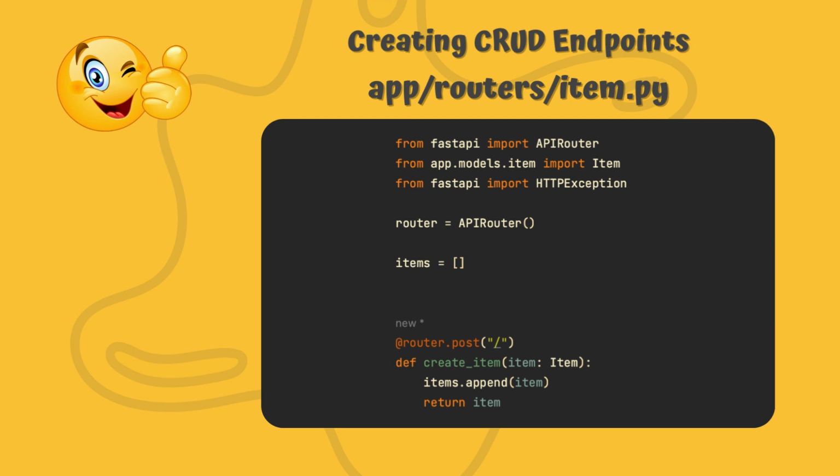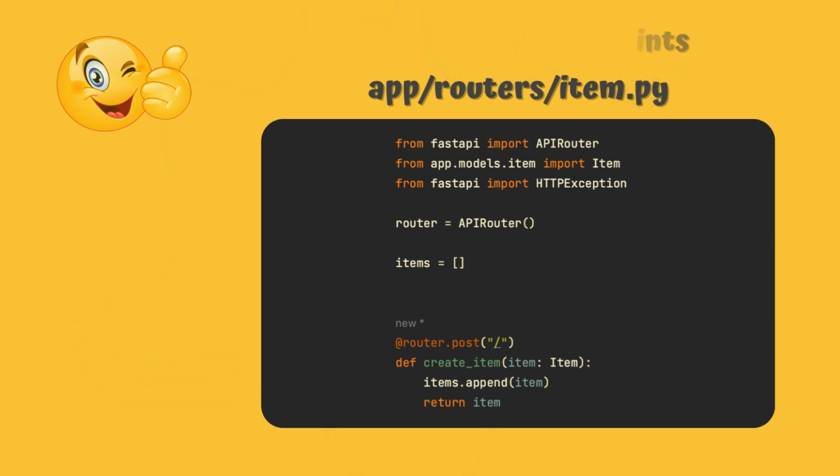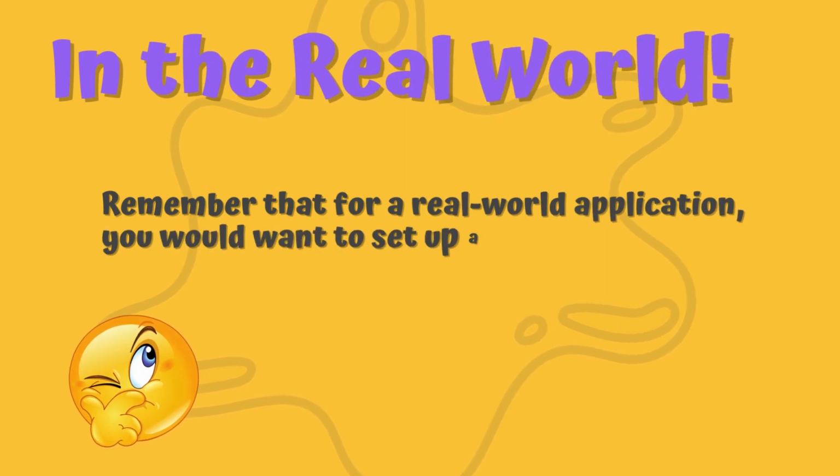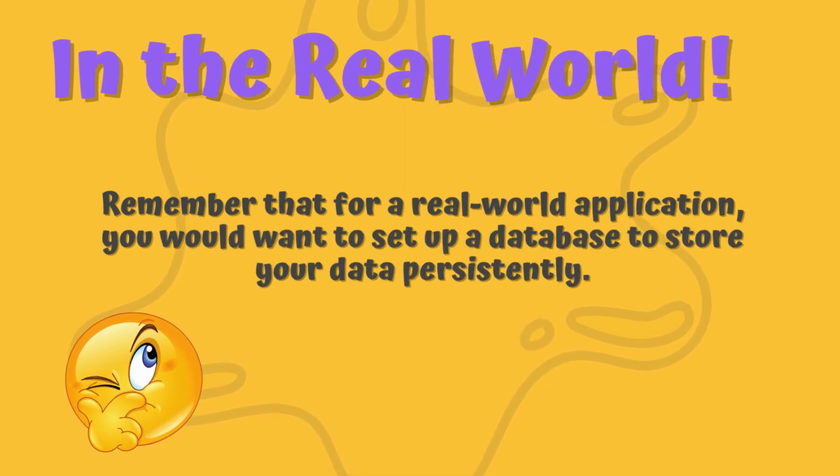In our create_item endpoint, we accept an item object as a parameter, add it to our list, and then return the item. This approach allows us to create a working API without setting up a database. It's a quick and easy way to start working with FastAPI and to understand how to create and use APIs. However, remember that for a real-world application, you would want to set up a database to store your data persistently.